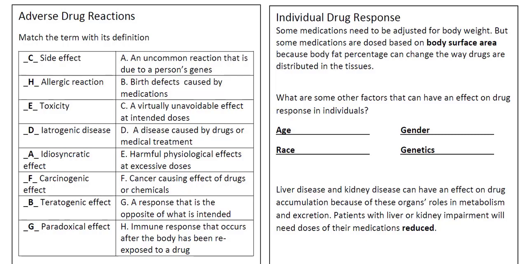Lastly, a paradoxical effect is a response that is opposite of what is intended or expected. An example of this is when Benadryl, diphenhydramine, is given to young children. Diphenhydramine typically has a side effect of causing drowsiness, but when it's given to young children, it'll have a paradoxical effect of causing excitement or hyperactivity.